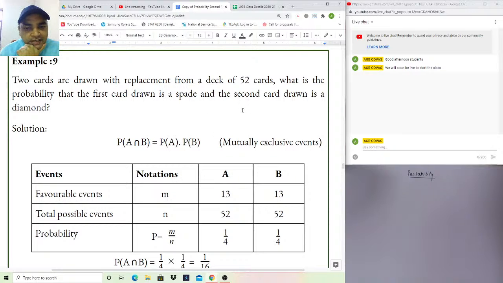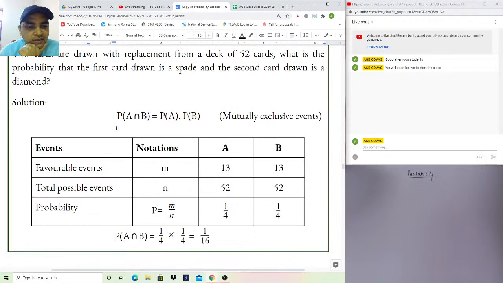So again, these are independent events. So P(A intersection B) will be P(A) into P(B). That is, the occurrence of B does not affect the occurrence of A, and these are being drawn with replacement. So it will be 13 by 52, 13 by 52. So again P(A intersection B) will be 1 by 4 into 1 by 4. So it will be 1 by 16. This is how we apply the law of multiplication to solve the various situations in probability.